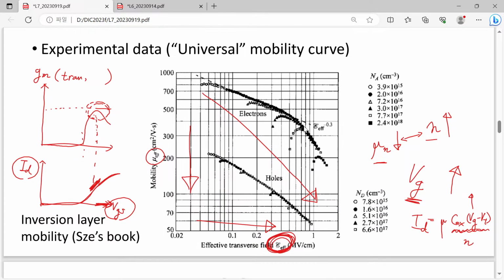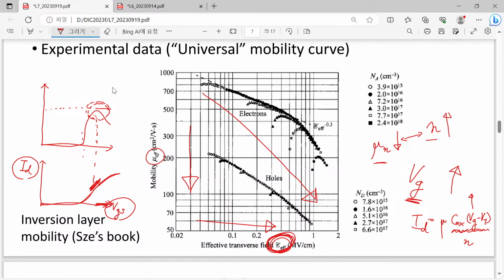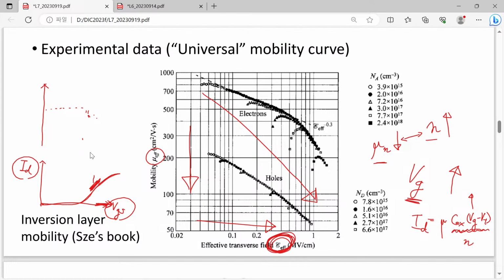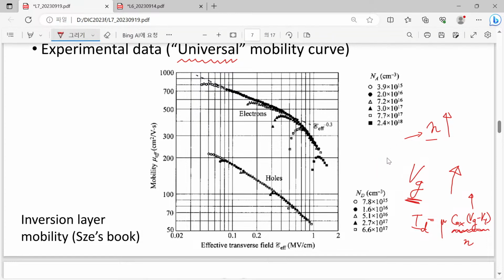Then now let's go to the real data. So this data is quite famous. This graph has been quite famous for a long time. So please remember its nickname. Its nickname is Universal Mobility Curve. So Universal Mobility Curve means that, so I'm not kidding.